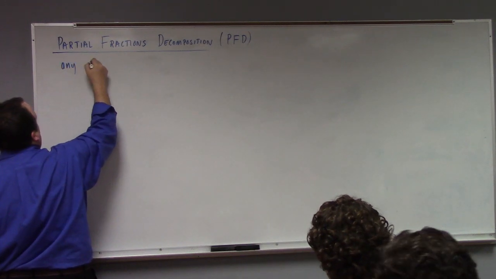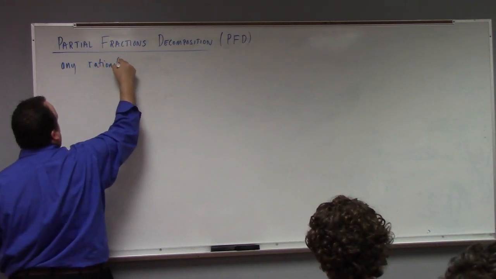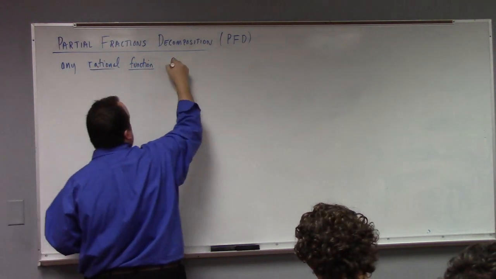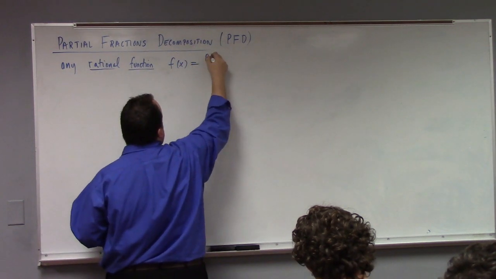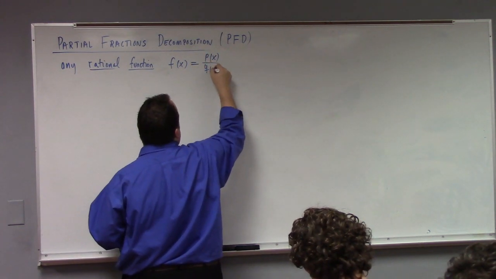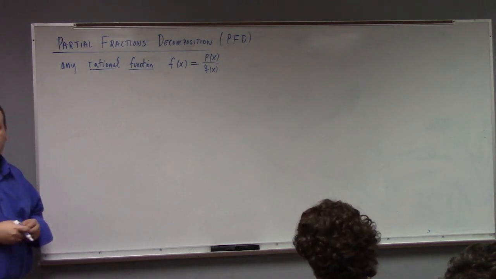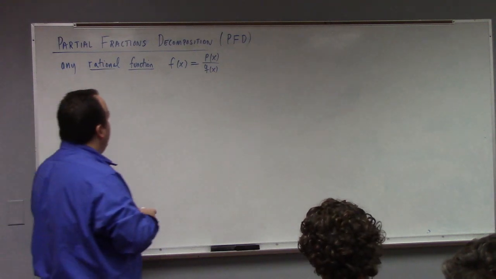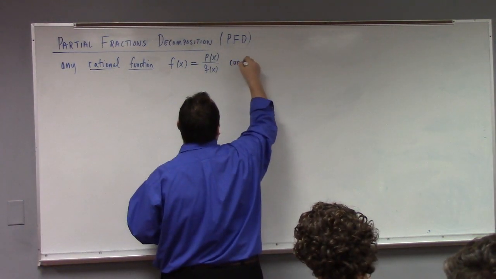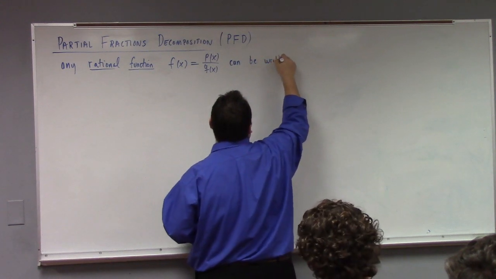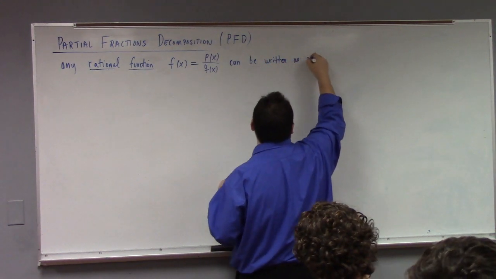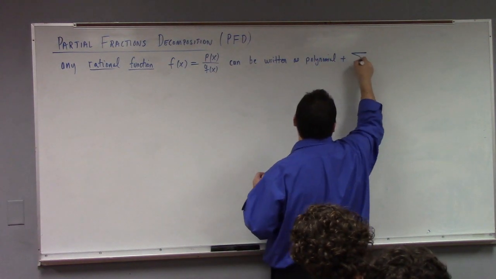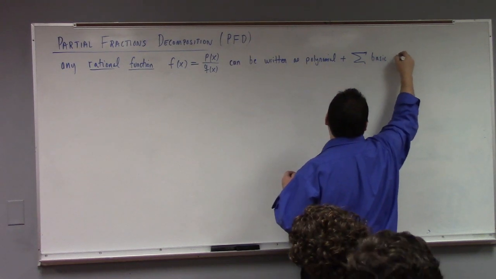Any rational function. What's a rational function? That means f of x is equal to p of x over q of x, right? Where p of x and q of x are polynomials. That's a rational function. Like a fraction, but with polynomials. Yeah? Any rational function can be written as a polynomial plus a sum of basic rational functions.